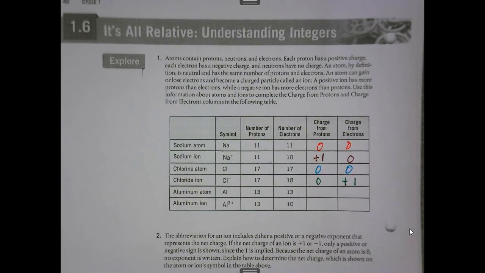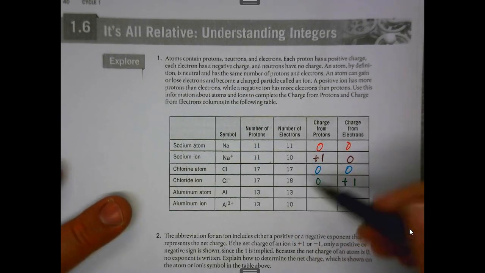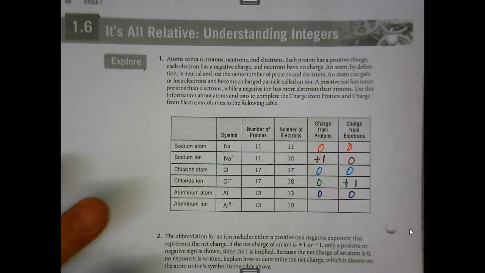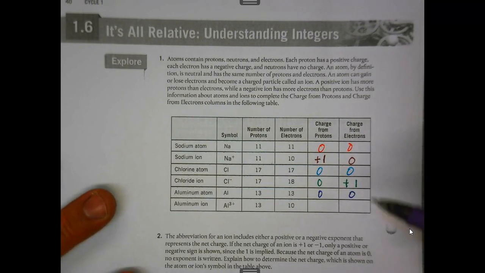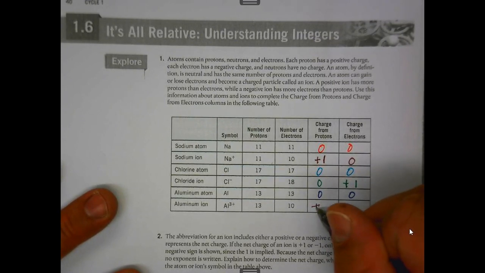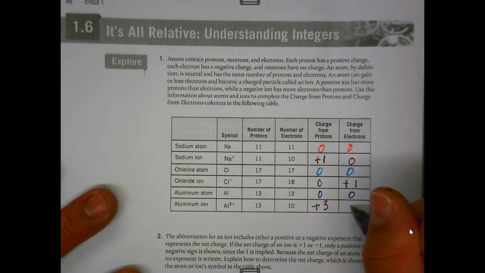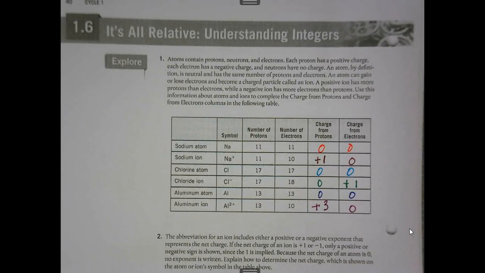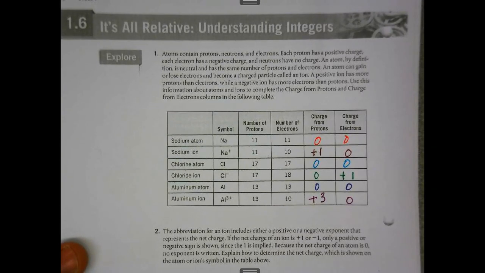Aluminum as a neutral atom is 0, 0. And the aluminum ion is going to have a +3 for the protons and 0 from the electrons. So I'm assuming that's what they wanted us to do to fill out that charge. It's not quite clear, but I'm okay with this.